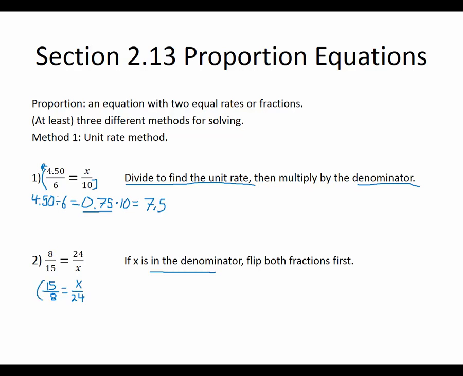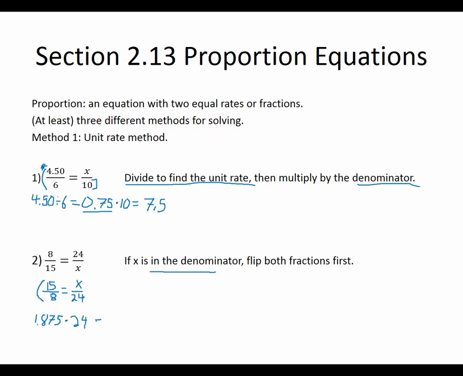So I divide on the side that has two numbers, 15 divided by 8, and when I do that division it gives me 1.875. Now it's important not to round here. Whatever horrible ugly decimal your calculator gives you, just leave it in there and hit multiply by the other number, 24. The denominator has to be in the denominator.